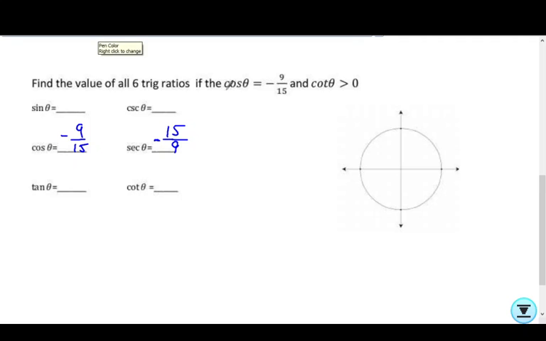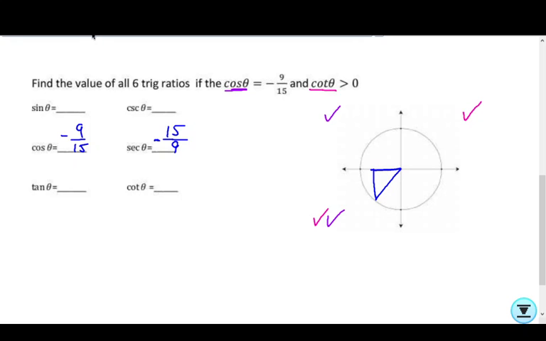Now we got to figure out which quadrant we're in. So cosine is negative 9 over 15. So cosine is negative in which two quadrants? The second and the third. And then cotangent is greater than 0, which means positive. So where is tangent positive? Well, that's in the first and the third. So where is both of those occurring? That's the third quadrant. So my triangle is in the third quadrant.